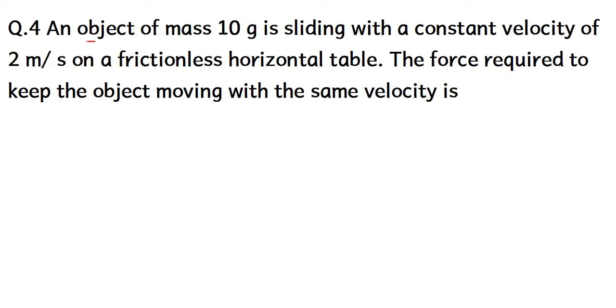Now, an object of mass 10 gram is sliding with a constant velocity. Here, student, it is a very important term, if the question has this term. If an object is moving with a constant velocity, do you recall I have told you something about this? 2 meter per second, the constant velocity is given also. Object is moving with 2 meter per second velocity. The force required is asked to make an object moving with the same velocity.